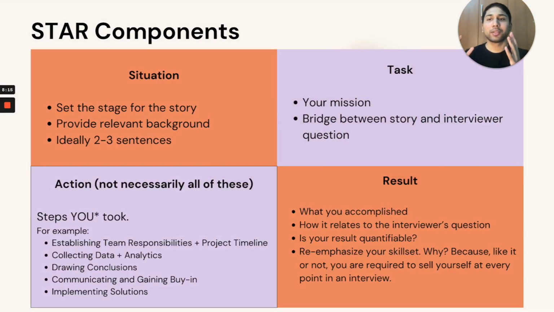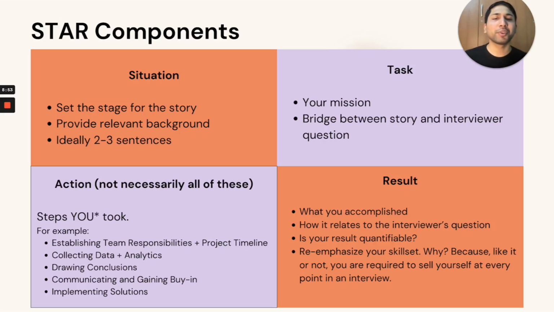Situation is for setting the stage for the story, providing relevant background, ideally 2-3 sentences. Task is your mission, your challenge, the task that has to be accomplished. It's a bridge between your story and the interviewer's question. For action, you can pick actions like establishing team responsibilities, collecting data analytics, drawing conclusions, communicating and gaining buy-in, implementing a solution. These are just some examples of words and phrases that you can use. Each of these shows some qualities that an employer wants.